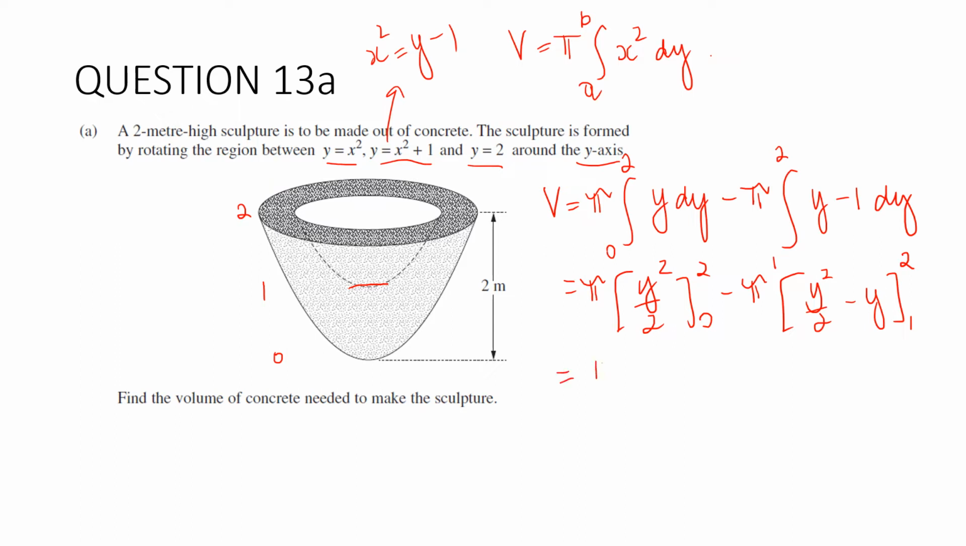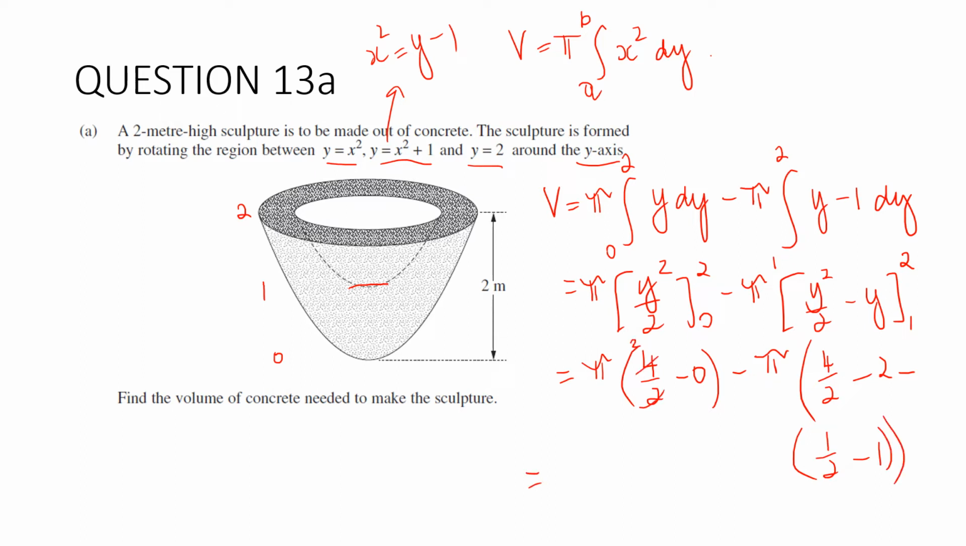Substitute the 2 in. So I get pi, 2 squared is 4 on 2, take 0, take away pi. Substitute the 2 in, I get 4 on 2, take away 2, take away, and now substitute the 1 in, a half, take away 1. That's equal to 2 pi, take away pi, 2 take 2 is 0. What do we have here? Negative times negative a half. Okay, so sorting that out, we have 2 pi, take away pi on 2, which is 3 pi on 2 units cubed.